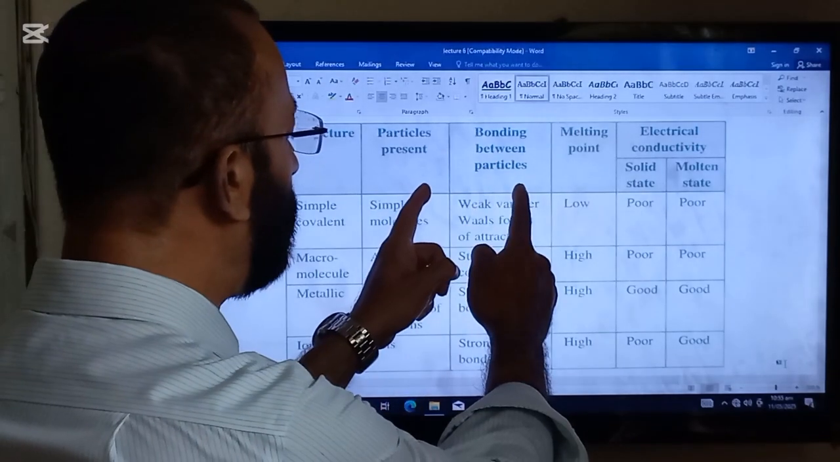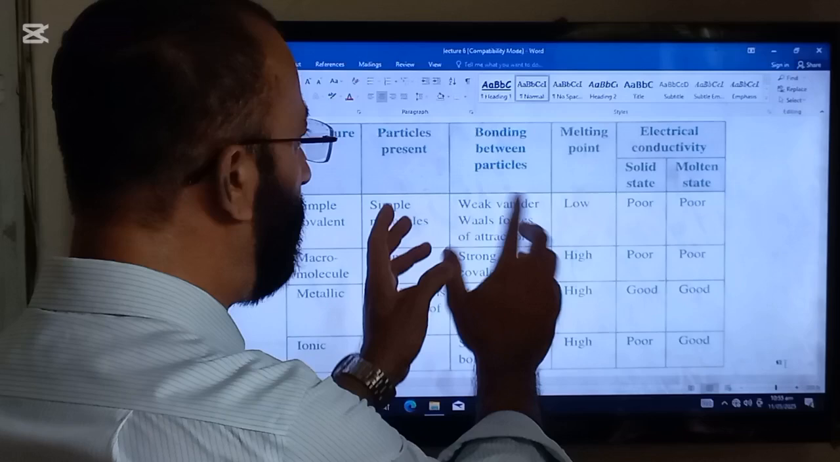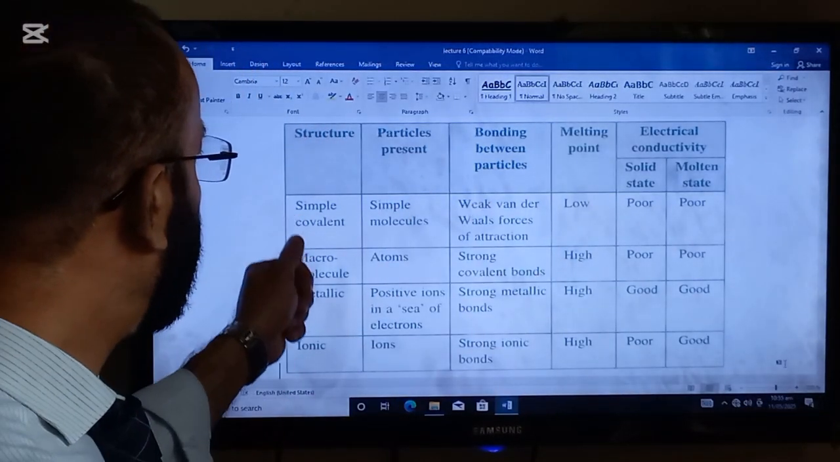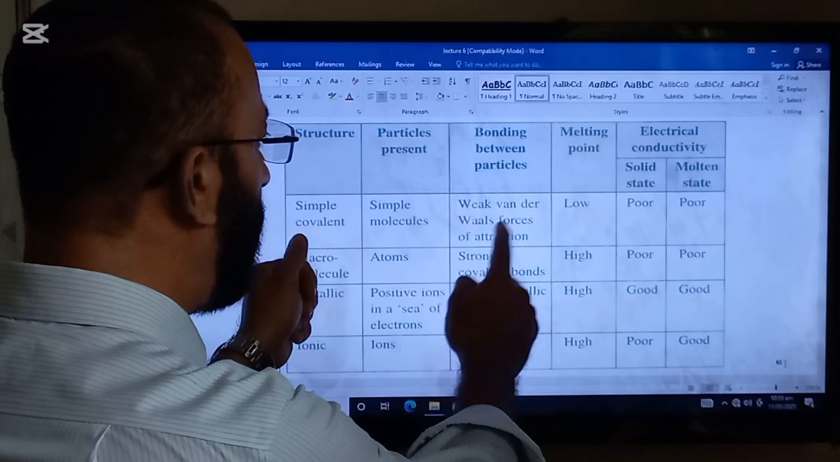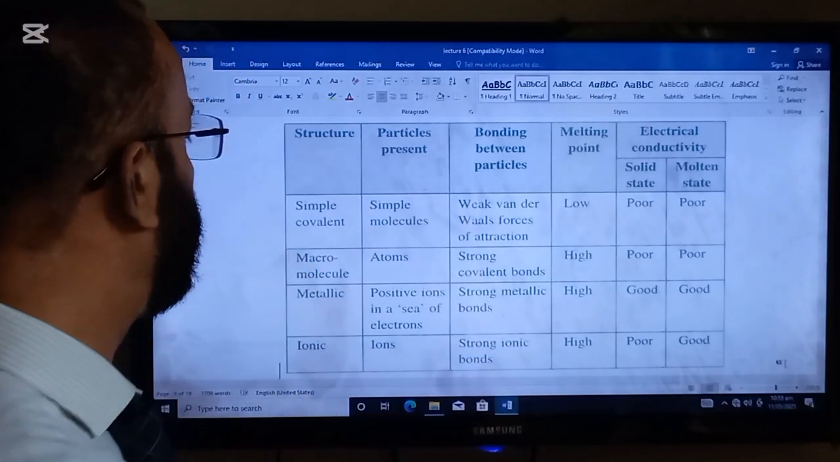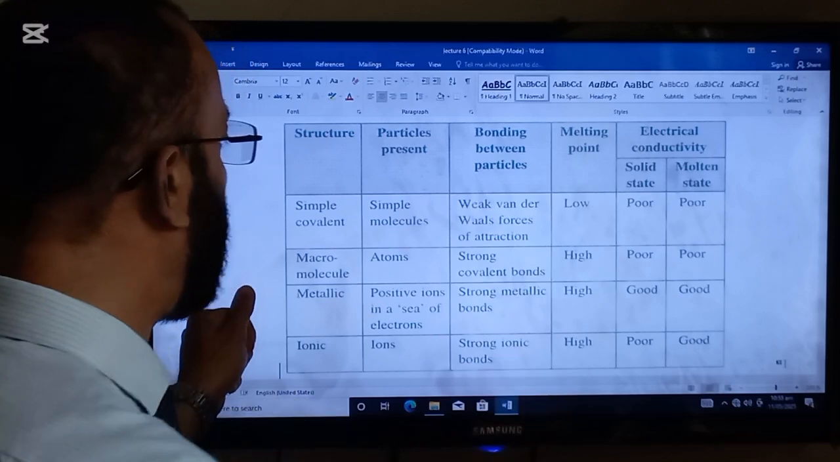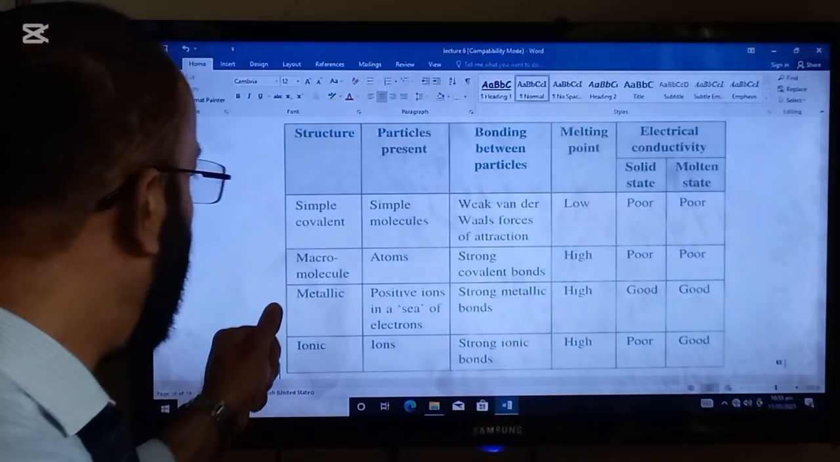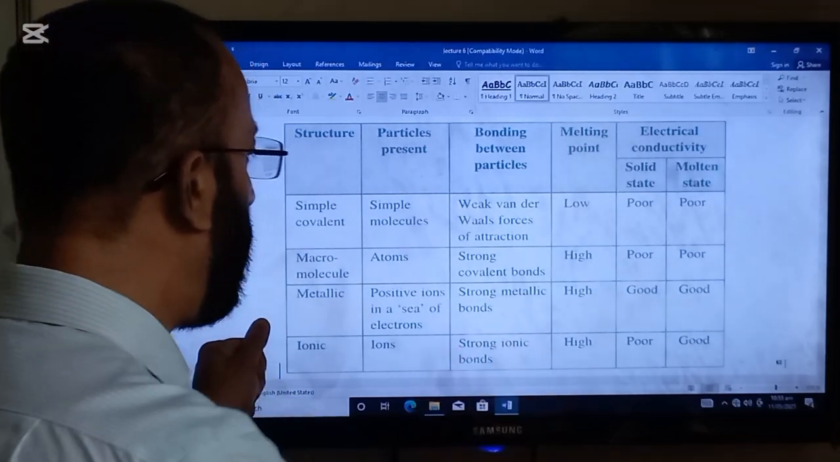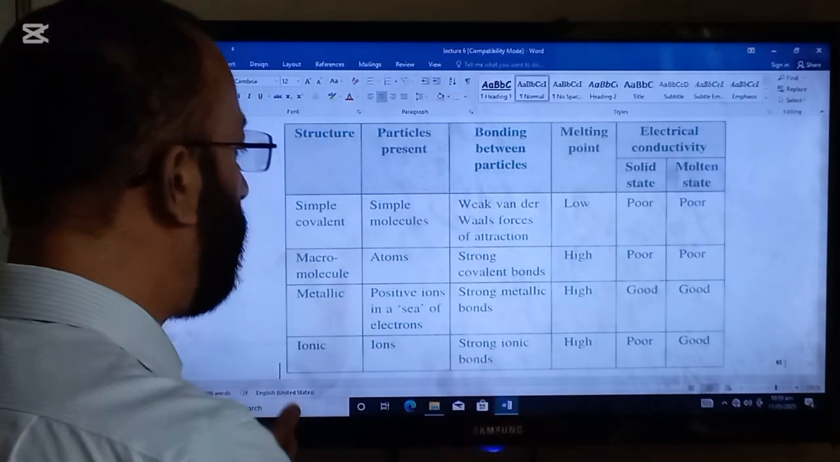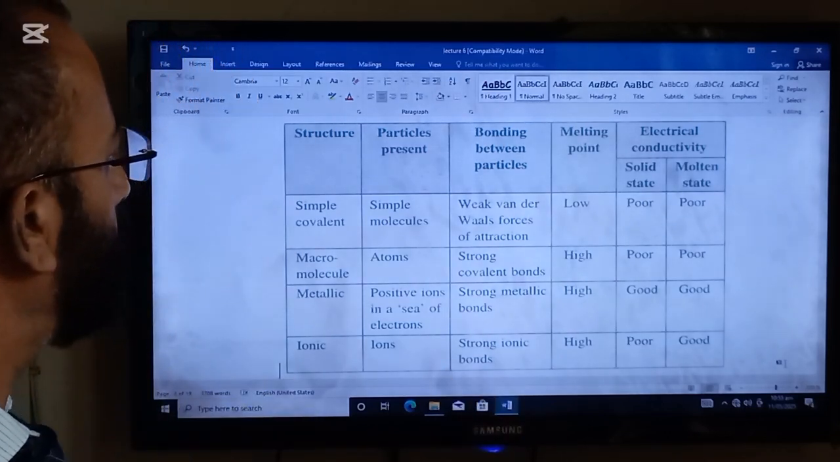Next property which we are going to compare is bonding between the particles. In simple covalent, weak van der Waals forces of attraction. In macromolecule, strong covalent bonds are present. In metallic, strong metallic bonds are present. In ionic, strong ionic bonds are present.